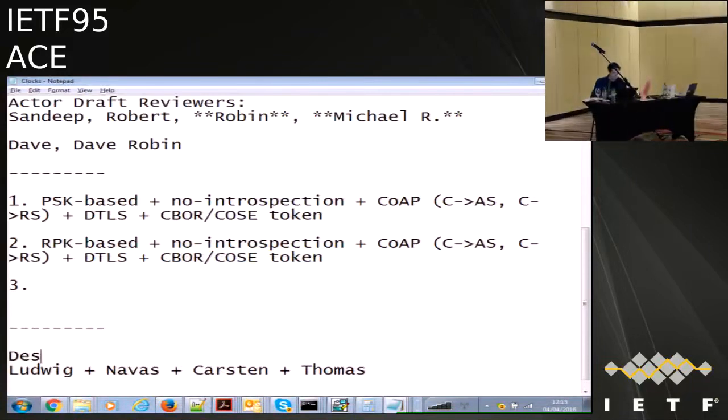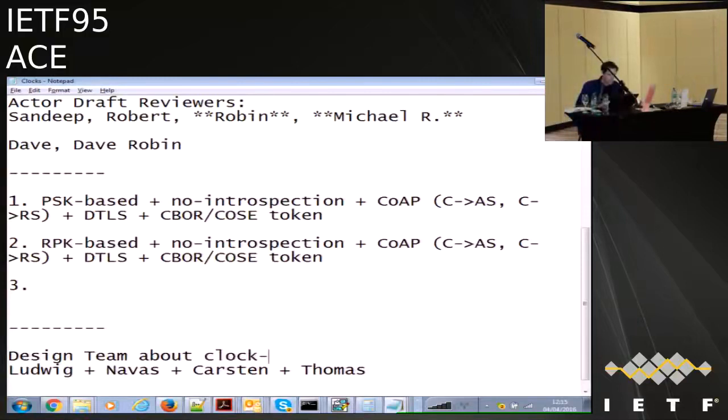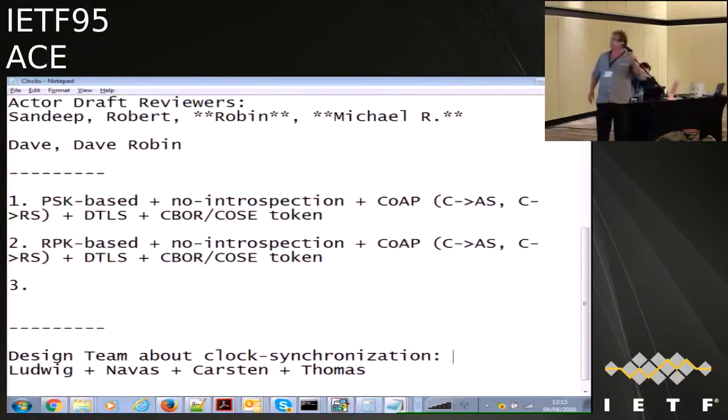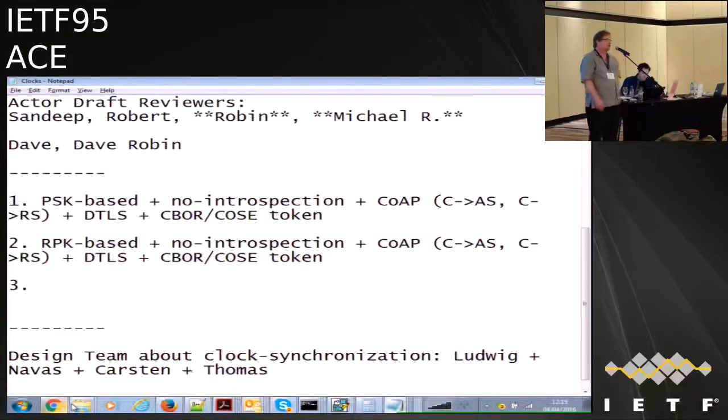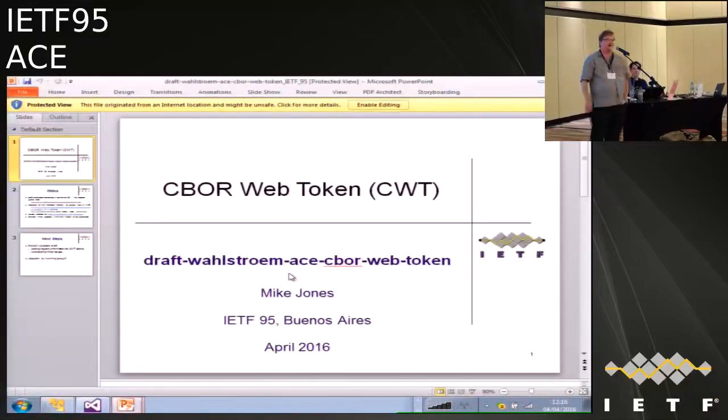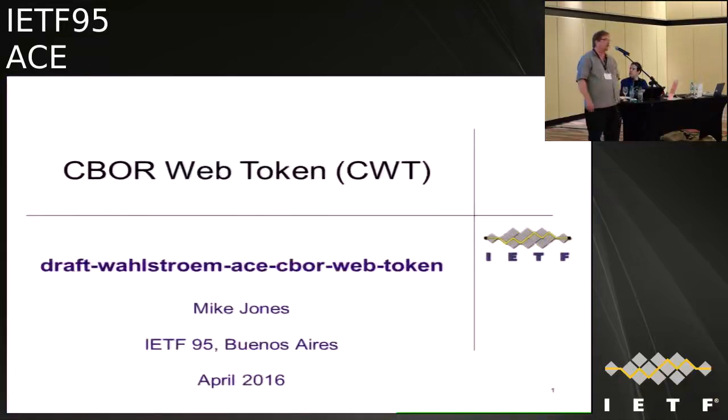Okay. Yes. Good late afternoon, or good late morning, early afternoon. I'm Michael Jones from Microsoft, where I usually work on identity and security related standards. I'm here to talk about the CBOR web token draft, which Erik Wahlström, myself, and Hannes have worked on, which, as most of you know, is a CBOR and COSE equivalent of the JSON web token specification. Erik wasn't able to be here, so I volunteered to speak to you. Thank you.